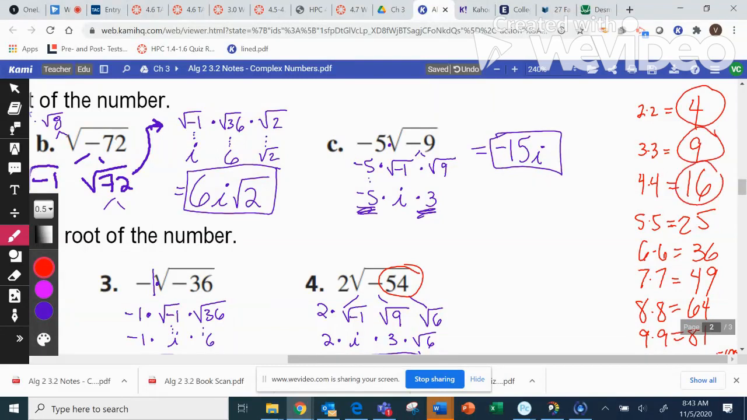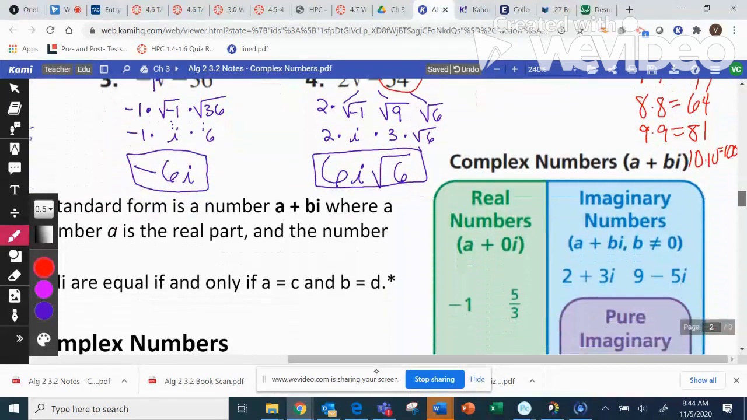Does 4 go into 54? It doesn't. Does 9 go into 54? Oh yeah, 9 times 6. So it really shouldn't take you an overly long amount of time to find these. You just start checking perfect squares from a list that you either write on your paper or you already have in your head, because you should have used it a lot in previous math courses.